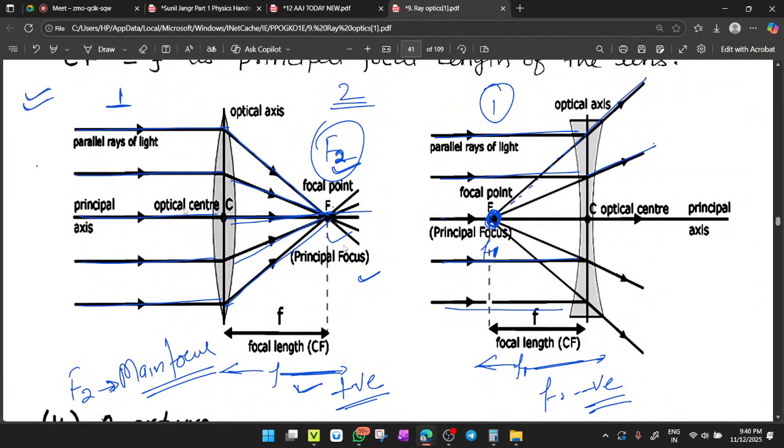These foci are called principal focus. However, there are two foci for a given lens. You have to consider one of these as the main focus. So whenever you are asked for the focal length of a convex lens, it will be positive, and the focal length for a concave lens is always negative. Okay.